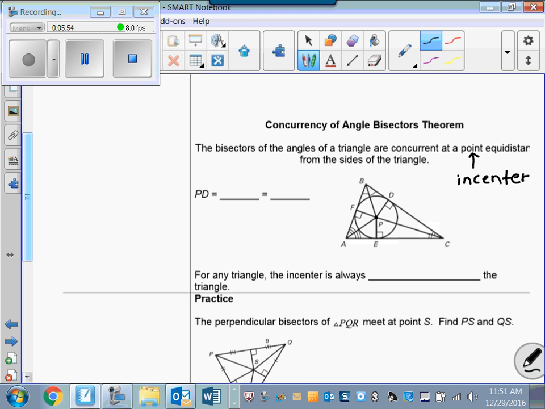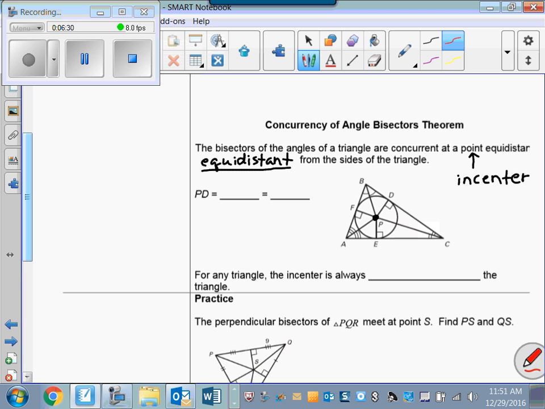And there it is in this triangle. There's our incenter. And what do we know about the incenter? We know that it is equidistant from the sides of the triangle. All right, so remember when we talk about equidistant to the side of a triangle or an angle, we're talking about a perpendicular distance.